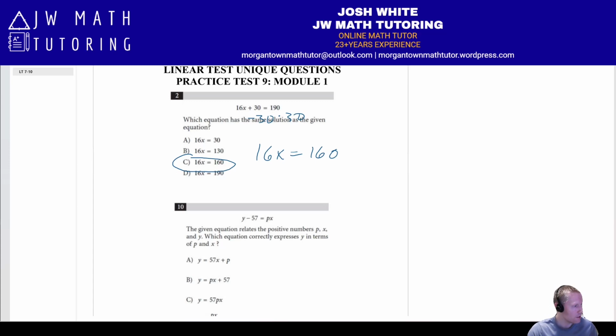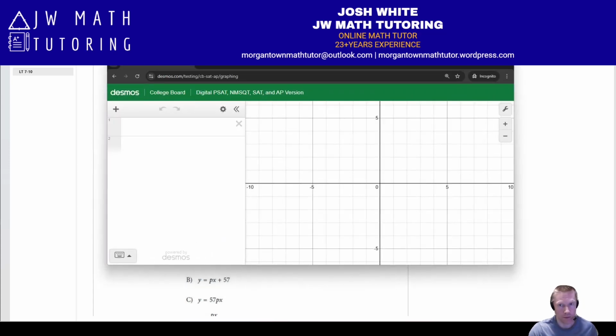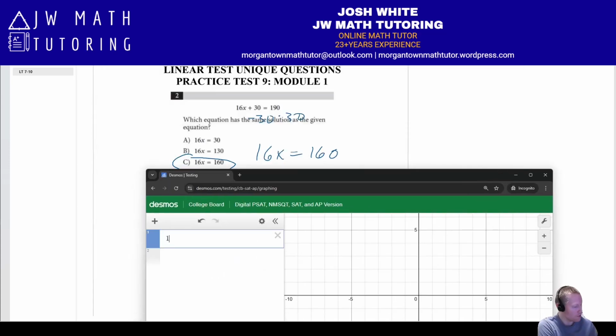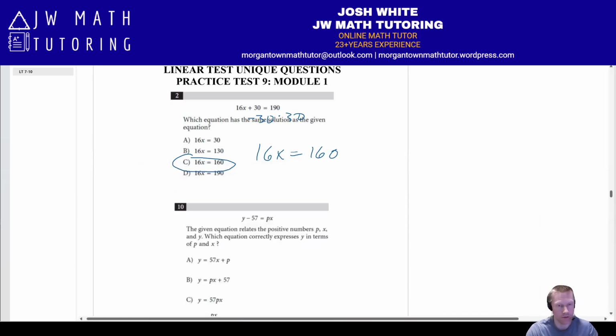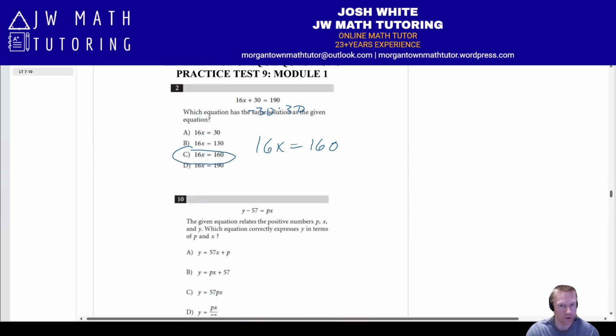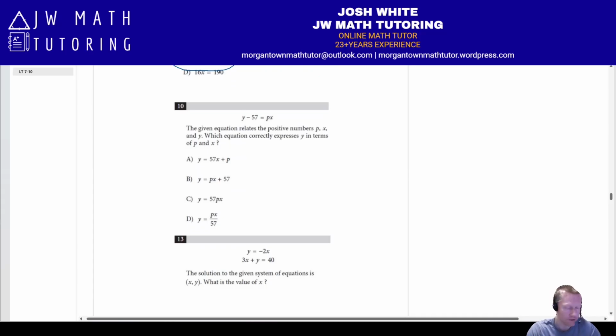Now, I wouldn't necessarily recommend this, but you can, of course, if you want, just go to Desmos, type this in. Oh, x is 10, but we need 16 times 10, 160, and get our answer that way. I think for this problem it's always slower, but whatever, you can do it that way if you want.